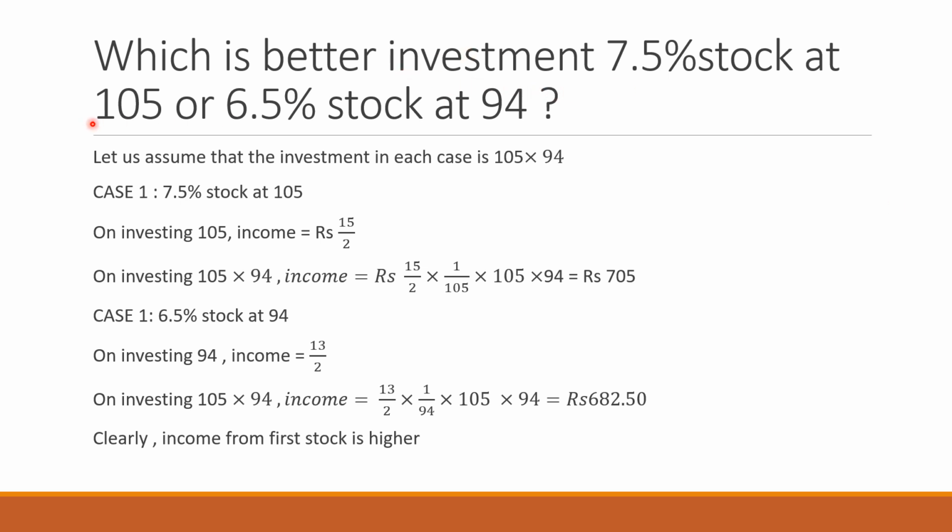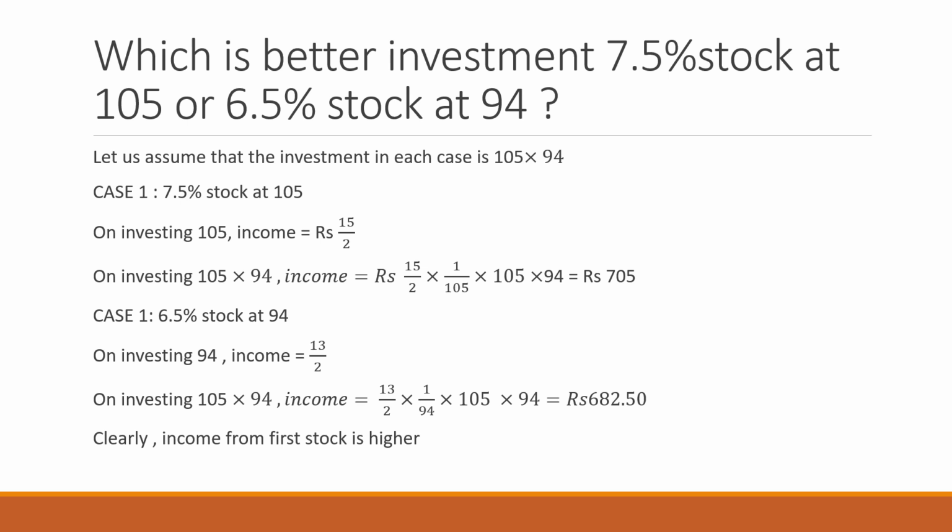Next is, which is the better investment? 7.5% stock at 105 or 6.5% stock at 94. Okay, so there are two different cases. You have to calculate which is the better investment, and the one which is giving you more income will be the better investment. Let us assume that the investment in each case is 105 multiplied by 94. So this is the way to do such types of questions.